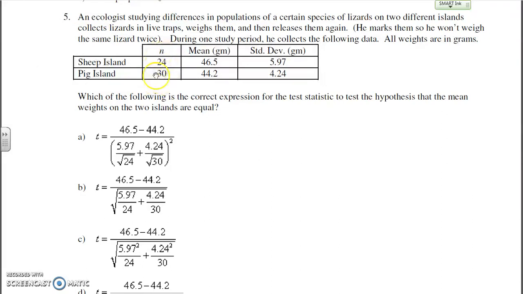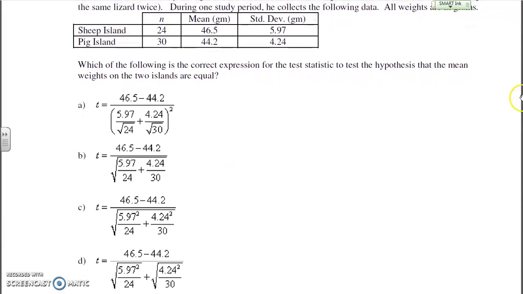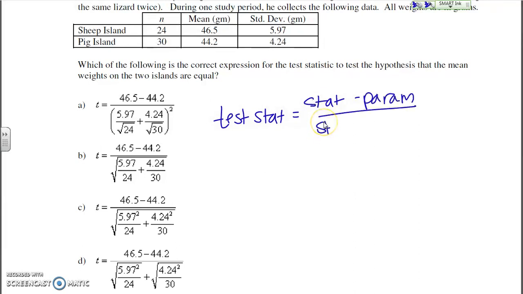Well, I guess in this case we don't have to worry about it, but anytime they give you tables, make sure you pay attention to the sample sizes. In this case, they just want to know how we calculate the test statistic appropriately. So remember, the test statistic formula is: test statistic equals statistic minus parameter, divided by the standard deviation of the statistic.